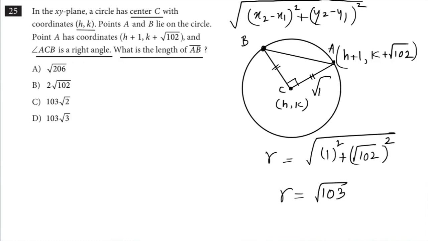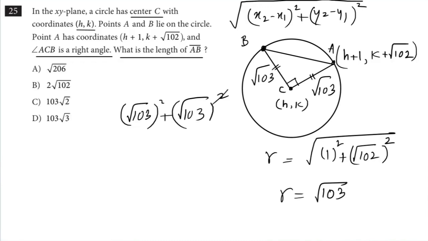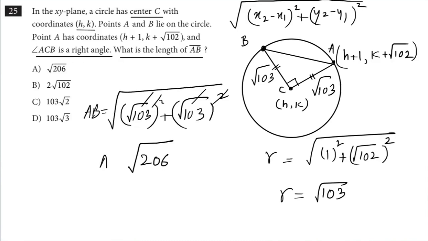So if this is the square root of 103, and this is the square root of 103, then you can again apply Pythagoras' theorem, the square root of 103 squared plus the square root of 103 squared. The square root cancels the square. So it's going to be 206, and you square root it to get the distance AB. So the square root of 206 will be AB. A is the correct answer.